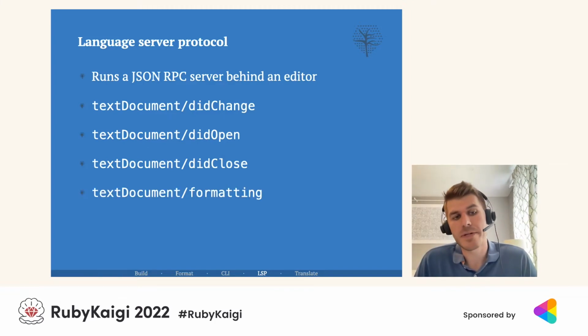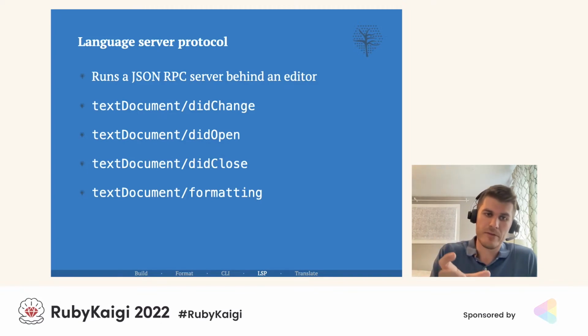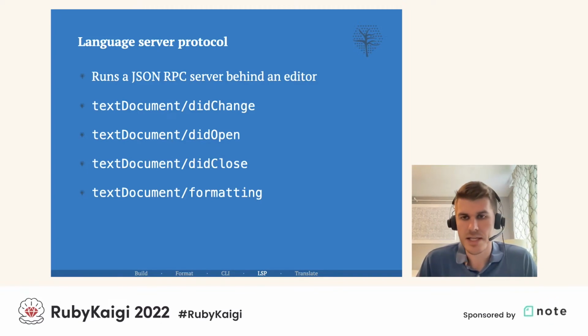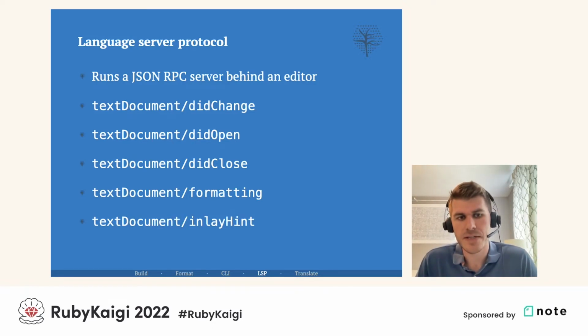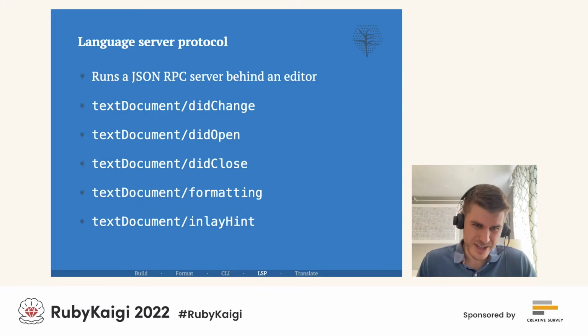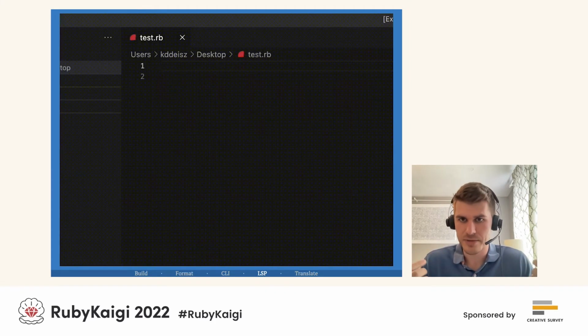The one that I respond to with Syntax Tree is text document formatting, which gives you a URI of a file, and you are supposed to respond with the content of the changes of how the file should be formatted. The other one that I respond to is text document inlay hint, which is useful for showing what I do. I show operator precedence by inserting parentheses when there are none, and for instance, inserting standard error when you just rescue bare to tell you that that's what you're rescuing.